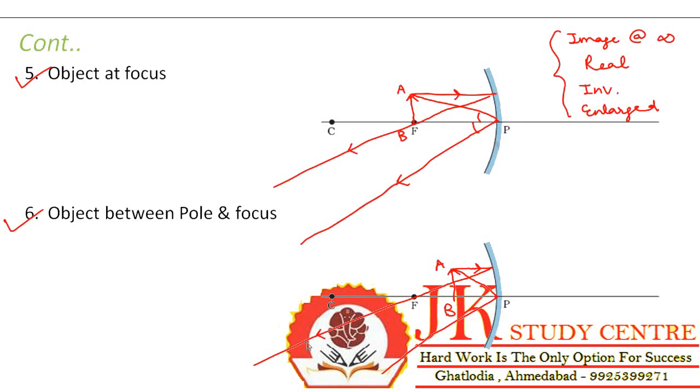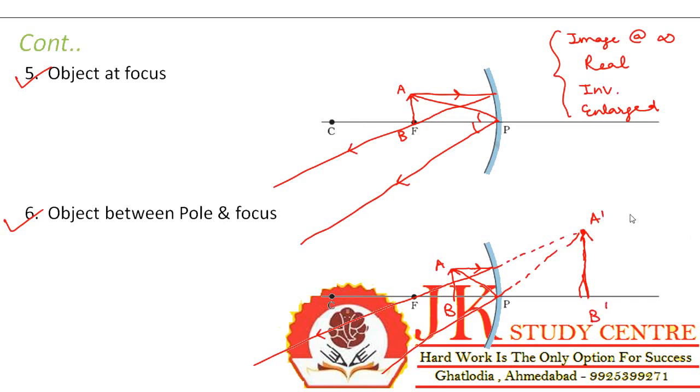If the two rays are going parallel, we assume that they will meet up at some infinite point. But if they are moving away from each other, there is no possibility that they will ever meet. So in this case, what do we do? We extrapolate it at the back and we see that they appear to meet at this point, and then we say that this is my image. So we say this A dash B dash is the image formed.